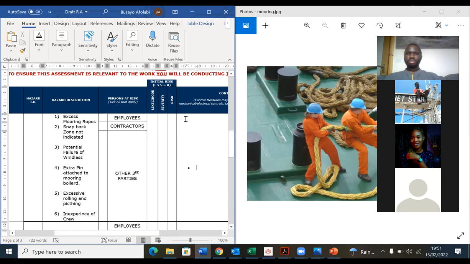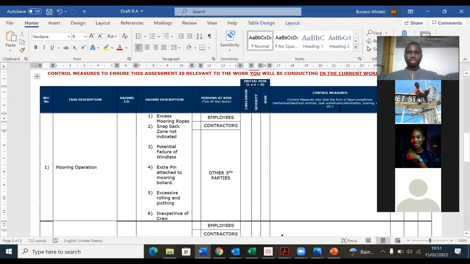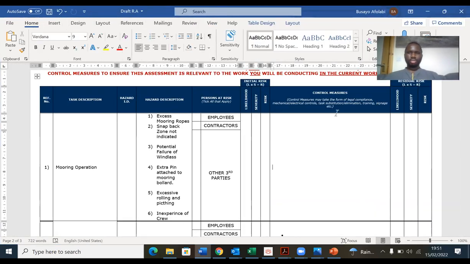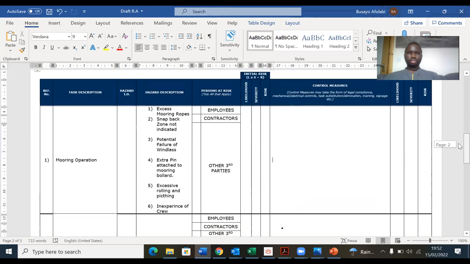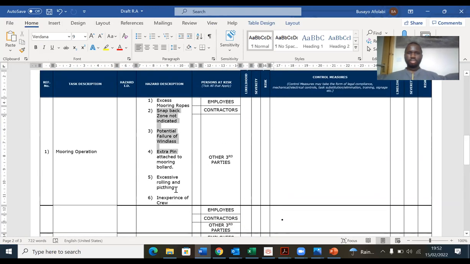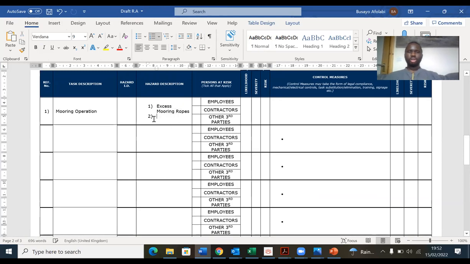Control measures. For one, who said excess mooring ropes? I did, sir. Okay, one second. I'm going to just enlarge this so that we can all see. Thanks, Captain Joshua. I was just trying to bring everything on one page. I'm going to separate this so it comes in order.